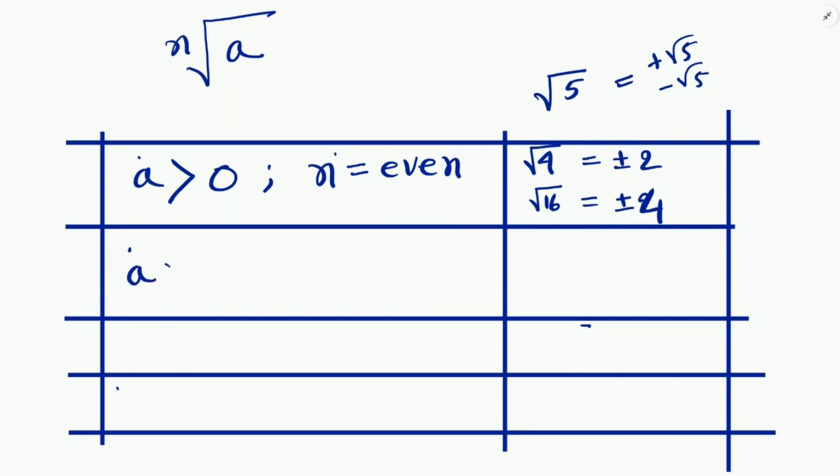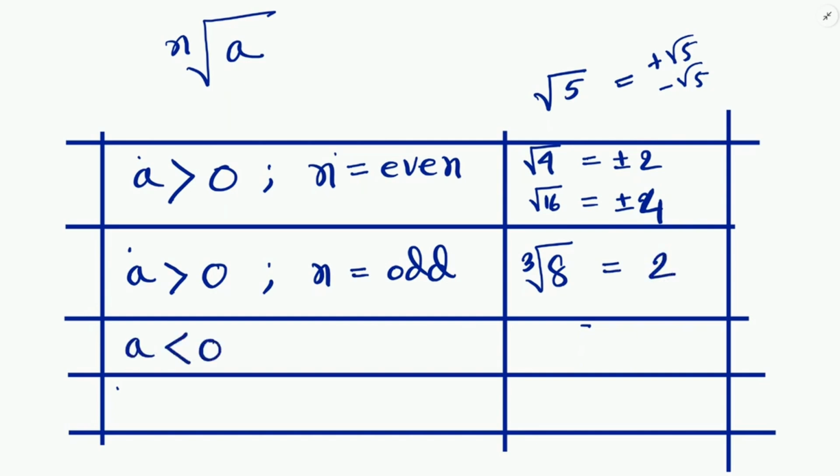If a is greater than 0 and n is an odd number, in this particular case we'll get only 1 root. Cubic root of 8 is 2. If a is less than 0 and n is an even number, for example the square root of negative 4, we know it will not give us a real number. It's a complex number, or you can say non-real number. So in this particular case, we'll not get a real root. But yes, if you consider the complex plane, then you will get a root there.